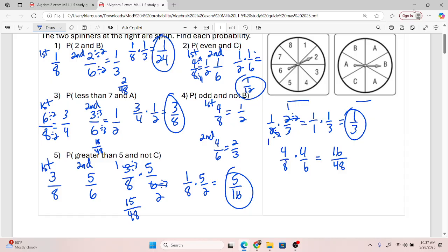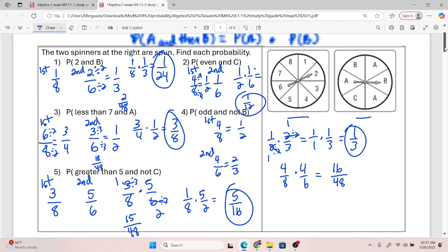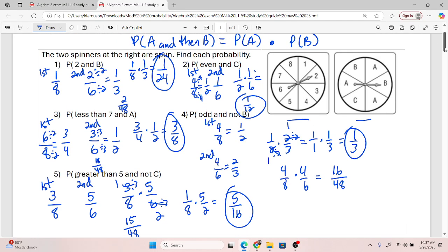So anybody have any other questions about this first section? Yes, ma'am.